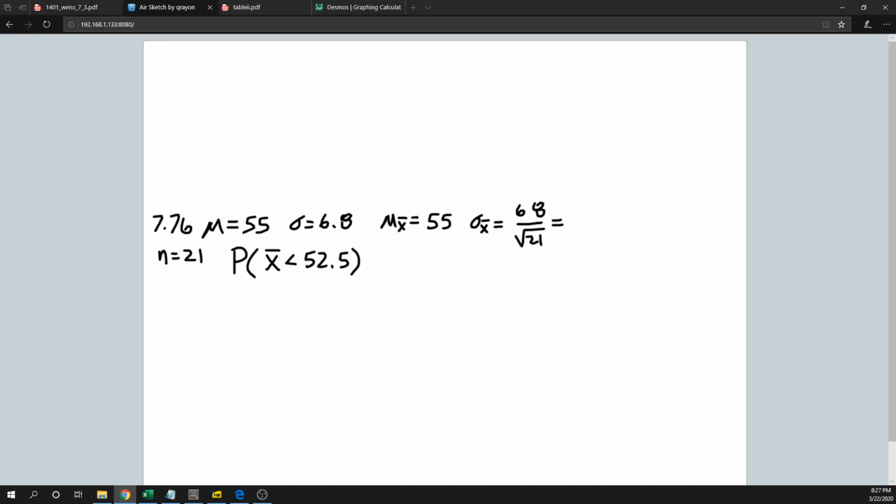Let's see, what do we get here? We get 6.8 divided by the square root of 21. That comes out to be 1.484 to 3 decimal places. 1.484.